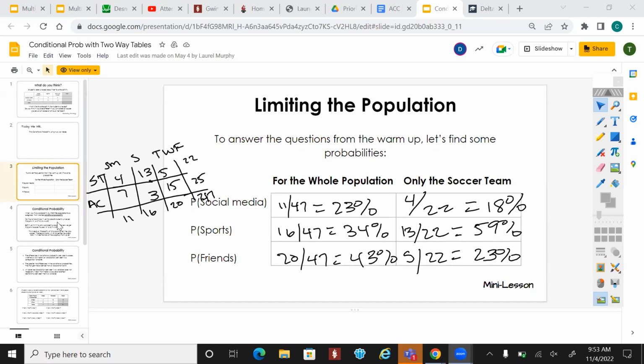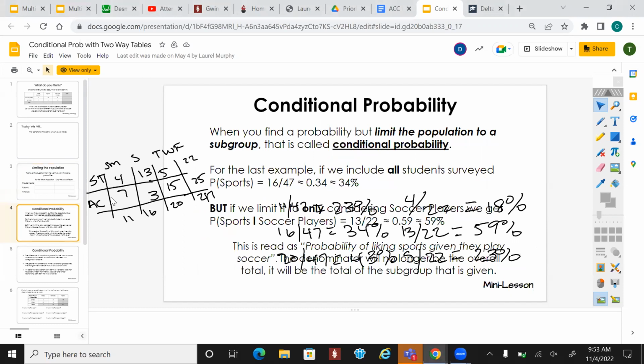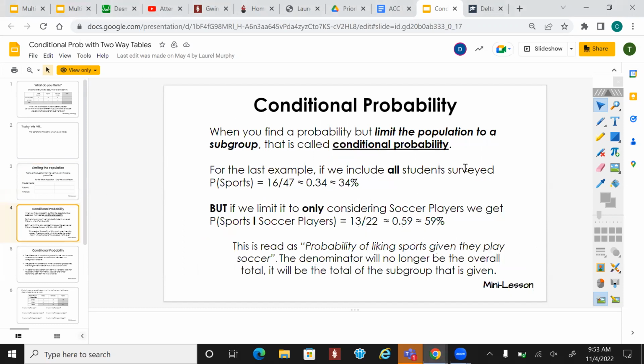Okay, so here is what conditional probability is. When you find a probability, but limit the population to a subgroup, that is called conditional probability. So for the last example, if we include all the students surveyed, then we got 34%. But if we limit it only to soccer players, we get 59%.